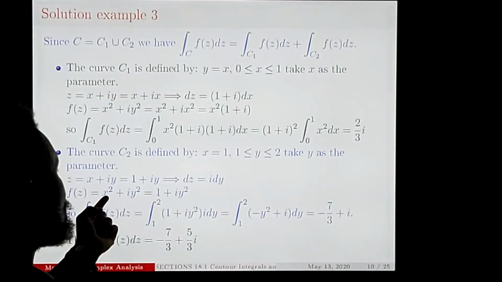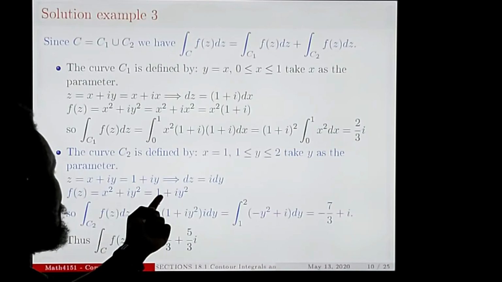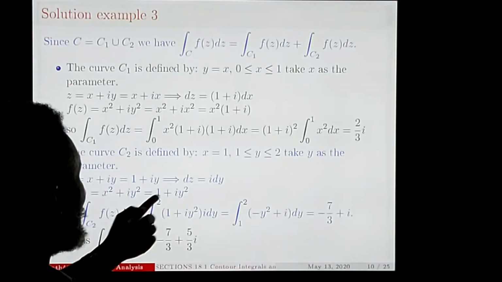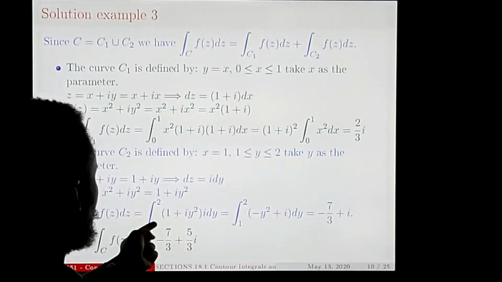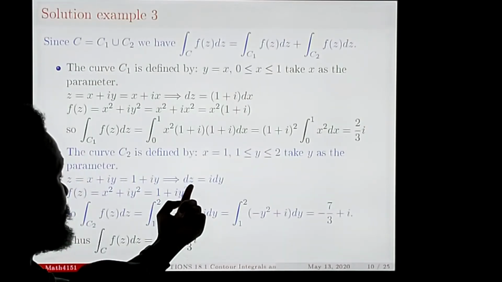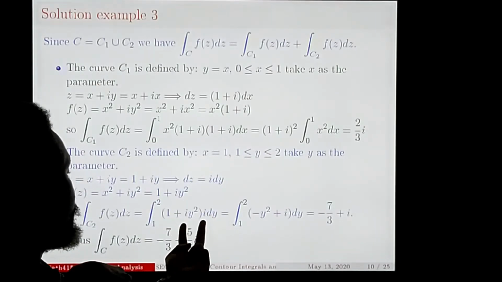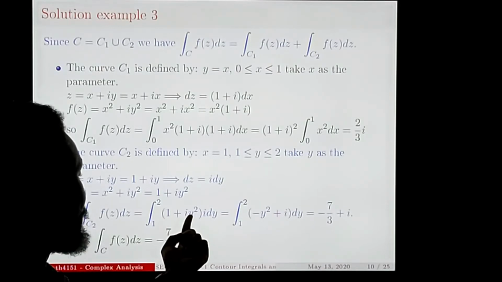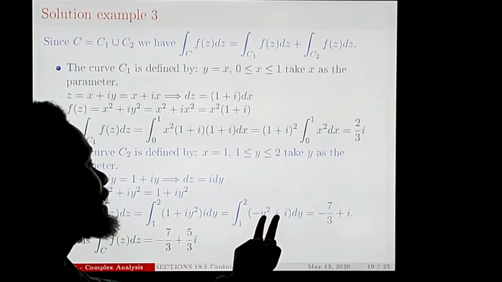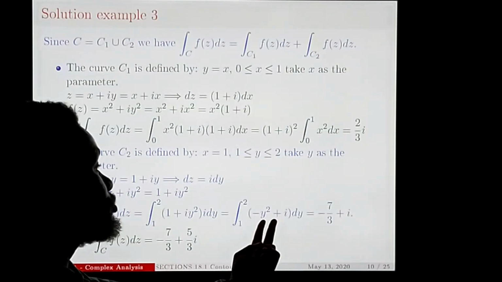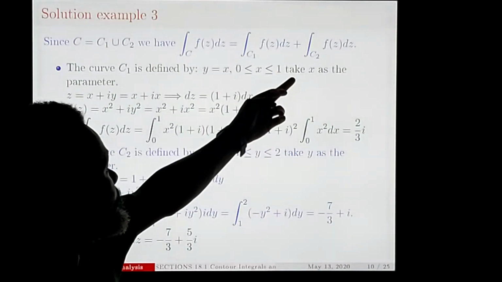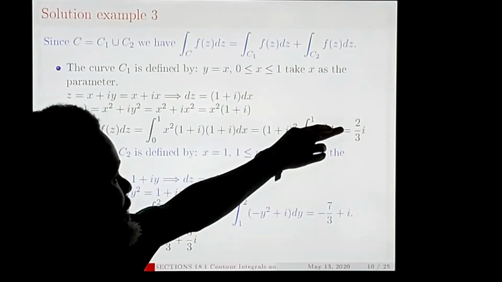Then what is f of z? X squared plus iy squared. You replace x with 1, you have 1 plus iy squared. You go to the integral, you'll have integration from 1 to 2 of f of z, which is 1 plus iy squared, times dz, which is i dy. And so if you multiply this, i goes inside, and it becomes minus y squared plus i, from 1 to 2. If you integrate this, it is not a hard thing to integrate. You will get minus 7 over 3 plus i. So this is this, and this is this. So you just add the two.